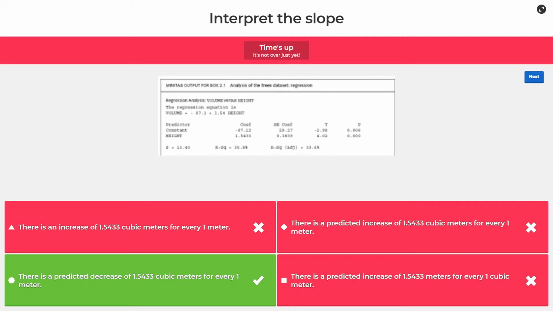Who wants to explain this one? Actually, I think this answer is wrong. As you can see, our slope value is positive 1.5433. So there is not going to be a predicted decrease. There's going to be a predicted increase of 1.5433 cubic meters for every 1 meter.